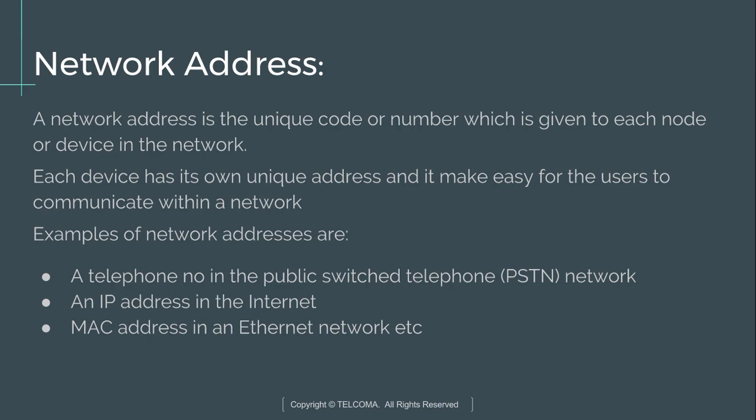A network address is a unique code or a number which is given to each node or device in a network. Network addresses act as an identifier to identify a device in a network. So each device has its own unique address, and it makes it easy for the user to communicate within a network. Examples of network addresses are a telephone number in a PSTN network, the IP address in the internet, and MAC addresses used in an Ethernet network. These are all examples of network addresses.